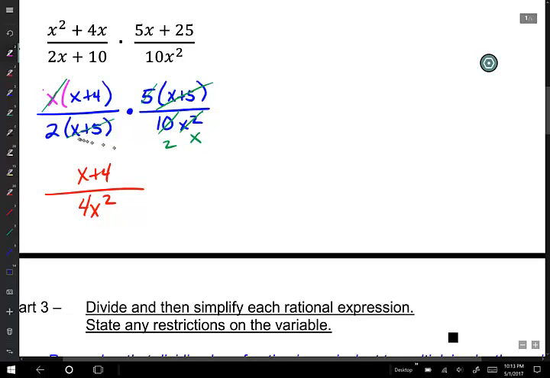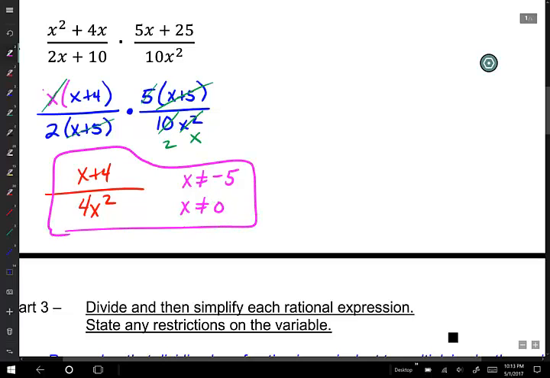In the original problem, we had an x plus 5 as the denominator. That means x cannot be equal to negative 5. And we had 10x squared. That means x cannot be equal to 0. So there's our restrictions when we're dealing with multiplying.